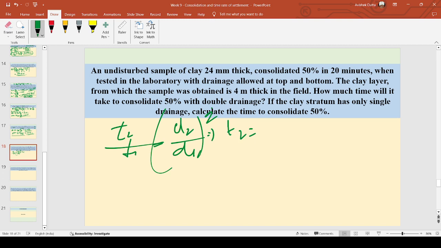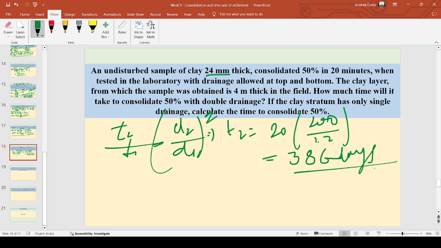Now what is D2? In the second case, D2 is the field condition, 4 meter thick. T1 is 20 minutes. D2 will be 4 meter thick, that is 4 by 2, 2 meter, 200 centimeter, divided by 24 mm with double drainage will be 12 mm, that is 1.2 centimeter. You will get T2. The value of T2 will be approximately equal to 386 days.